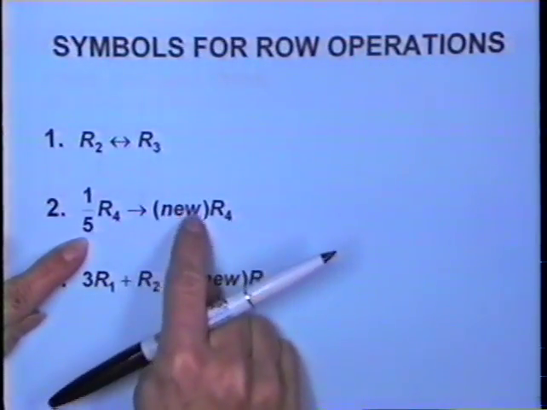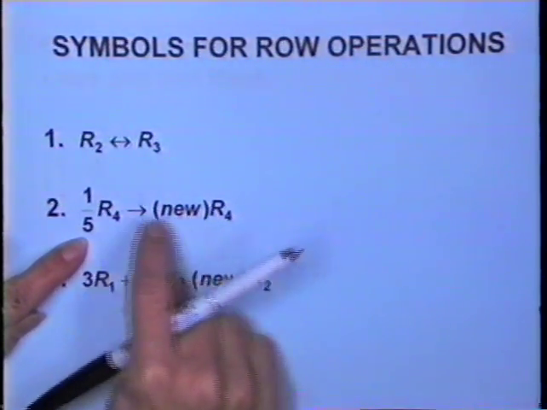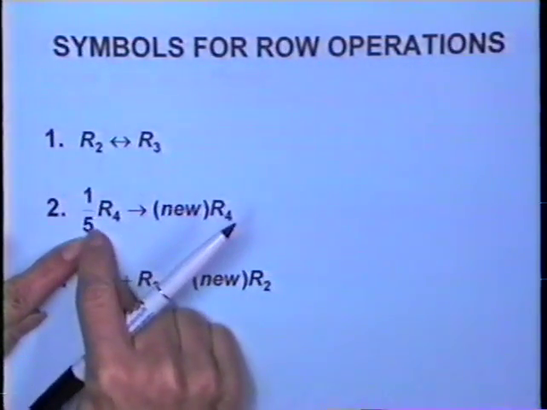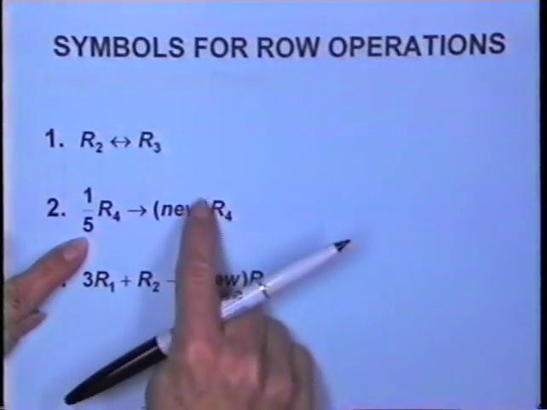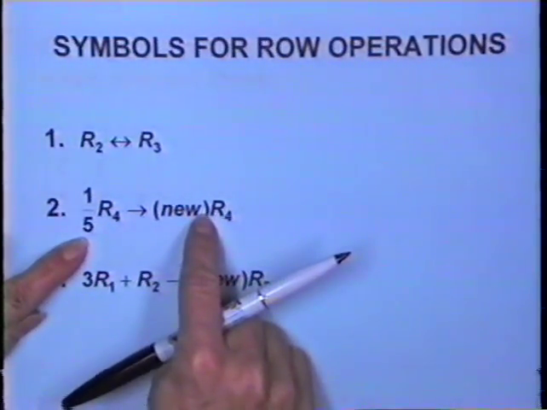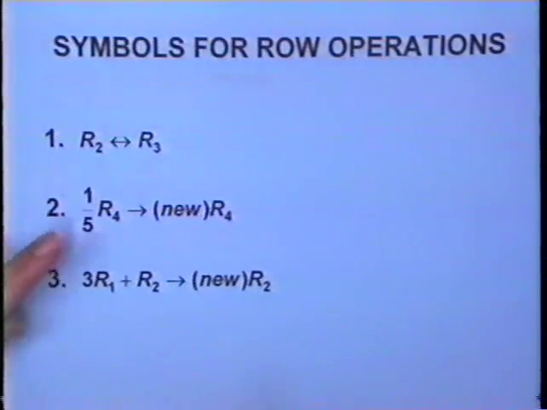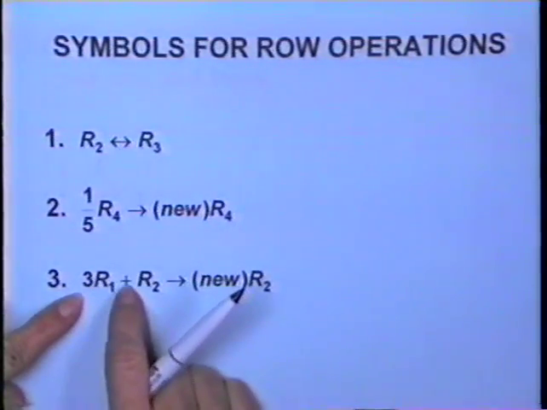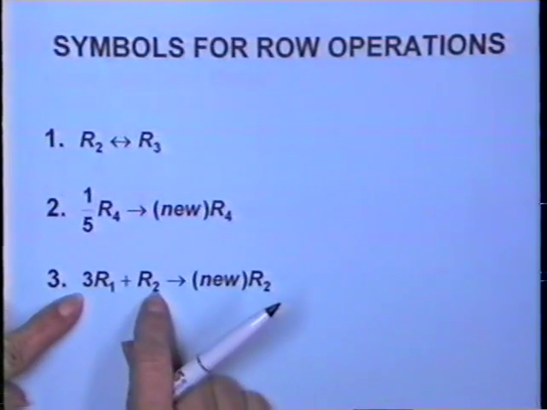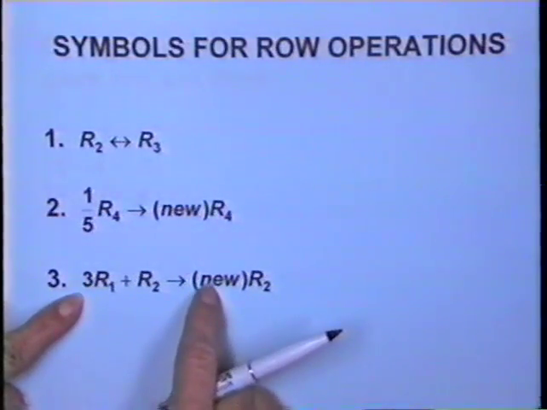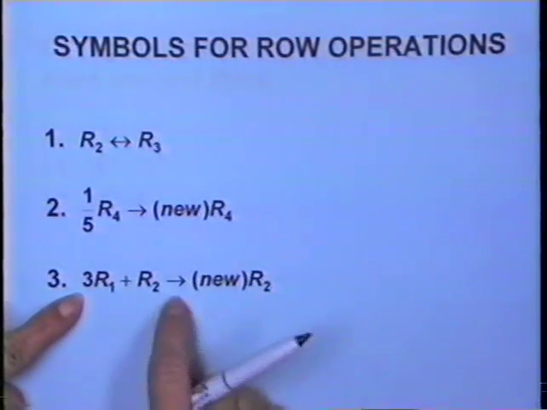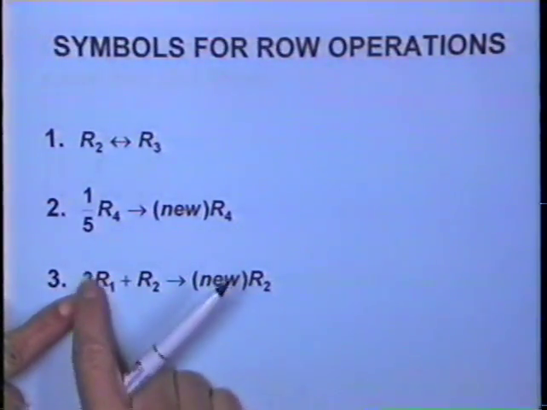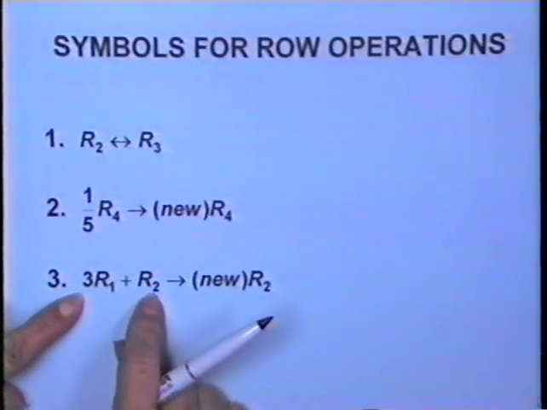Now most books will not write that word new in there, but we're trying to emphasize we're changing row 4 by multiplying all the numbers in row 4 by 1/5. And that creates a new row 4. It's just like multiplying both sides of an equation by 1/5, remember. This last one says we're going to take 3 times row number 1 and add it to row number 2, and you'll notice that becomes the new row number 2. Notice the row we're adding to is the one that's replaced. The multiple of row 1 is just being used to change row 2.